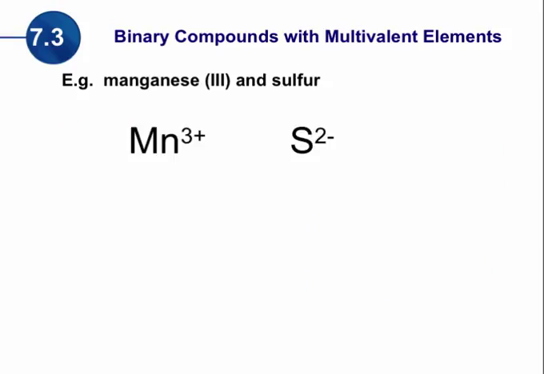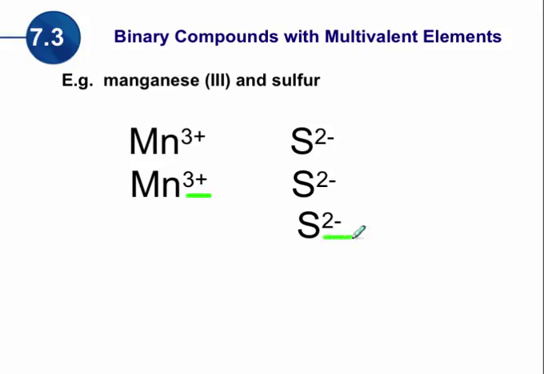So, there's what we're starting with. Manganese 3 plus, S2 minus. And you're often going to see this combination of 3 plus and 2 minus. And we'll see a pattern that starts to emerge. We need 2 manganese and 3 sulfur. That will balance the charges. We'll have a 6 plus here and a 6 minus here, which means we have 2 manganese and 3 sulfur, Mn2S3.